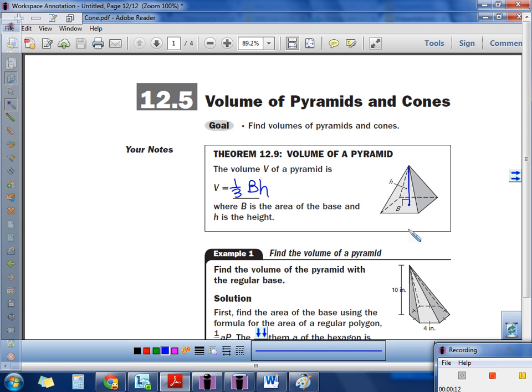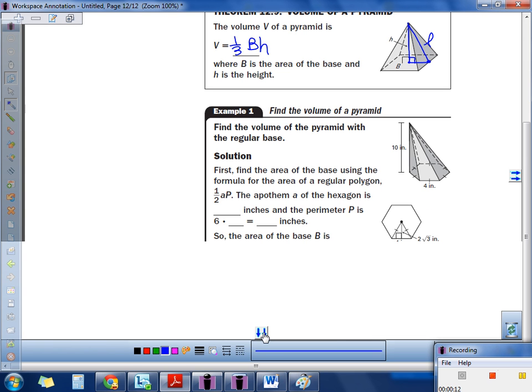Sometimes they won't give you that height. Sometimes they'll give you this piece over here, which is called the slant height, which we represent with an L. And then we have a little right triangle that we'll occasionally use, depending on what we're needing to find. That's a good skill to be able to have. We can go ahead and do example 1 right down here because it gives us a lot of good information. However, this one is tricky if you don't remember some old stuff.